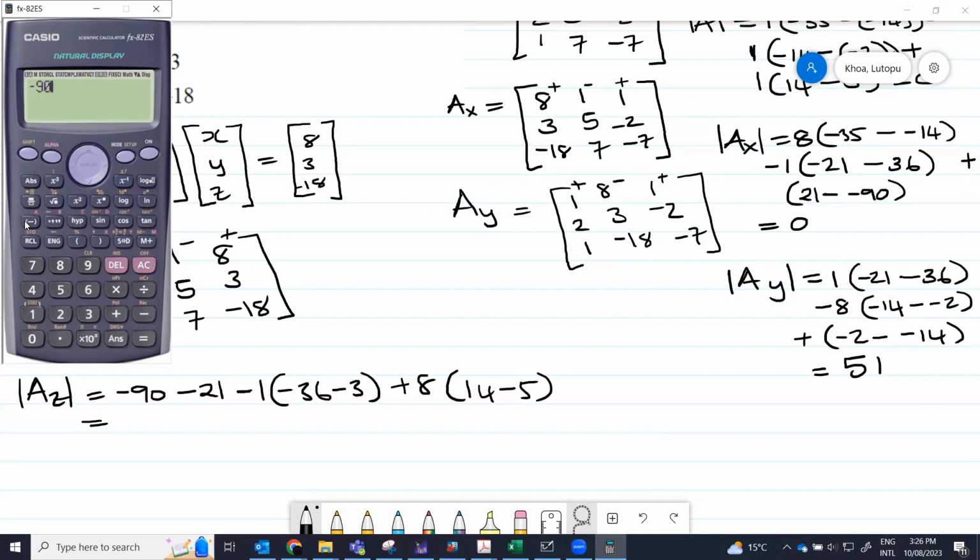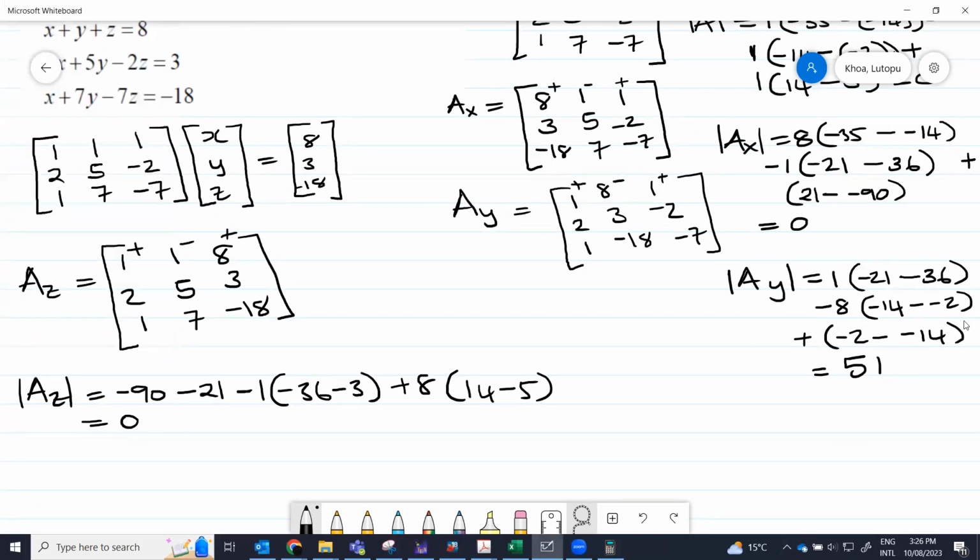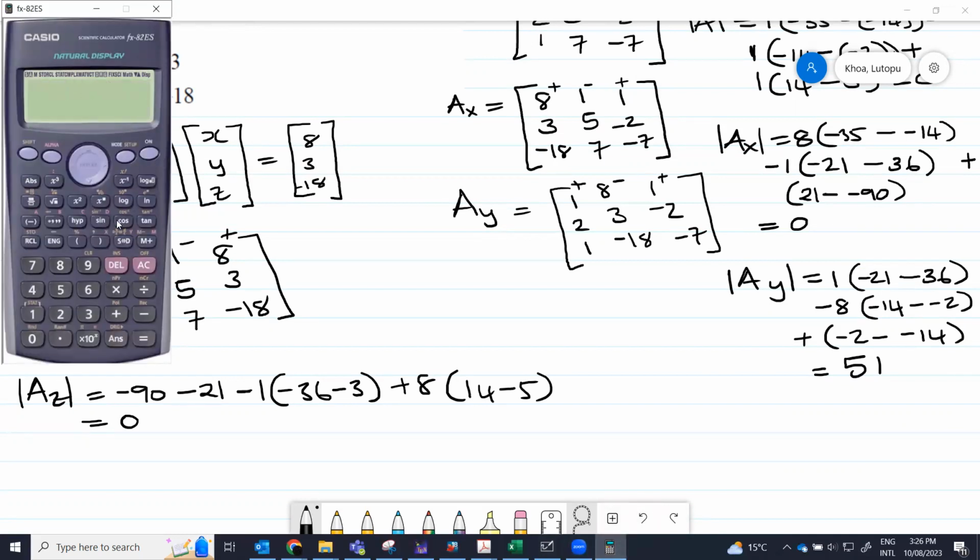Negative 90 minus 21 minus negative 36 minus 3 plus 8 times 14 minus 5. And this is 0. So I don't know, check this one again. Maybe it's also supposed to be 0 because everything else is giving me 0. It might not be 0, but it's a good idea to check. So let's just quickly do it again. The answer could also be 51.